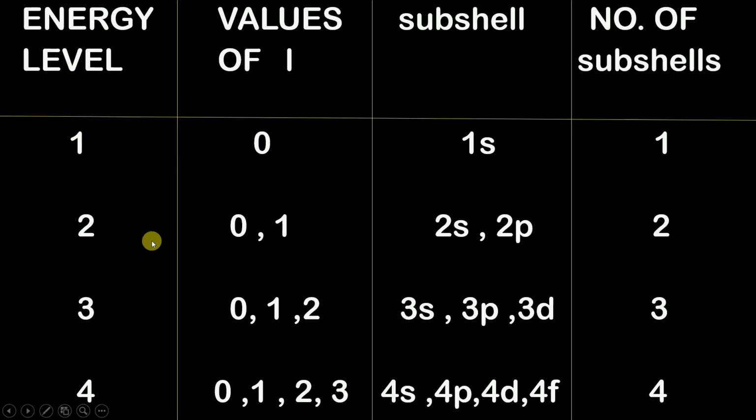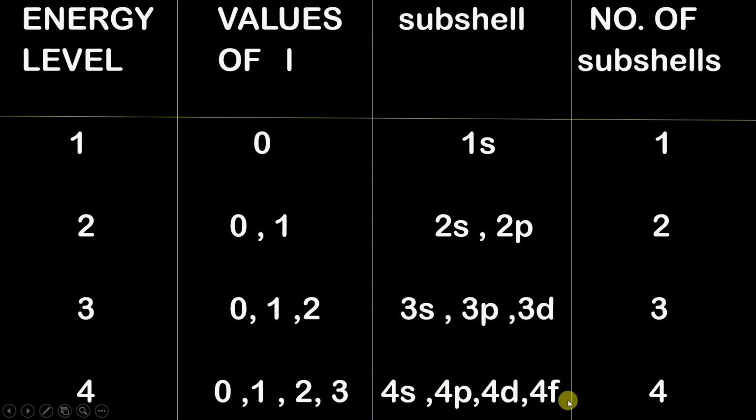And the second thing that you need to watch out for is that the first energy level does not consist of P, D and F subshell. It only consists of S subshell. The second energy level consists of only S and P subshell. It does not have D and F subshell. The third energy level consists of 3S, 3P, 3D, which means that only S, P and D subshell are there. F subshell is not there. And in the fourth energy level, all the subshells are present.